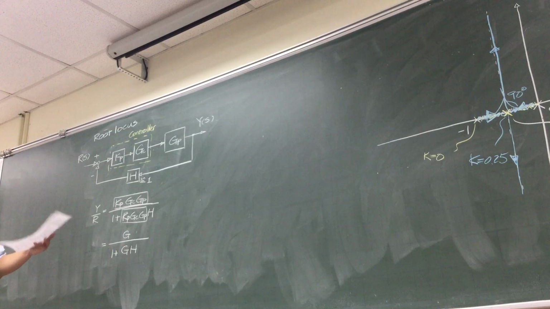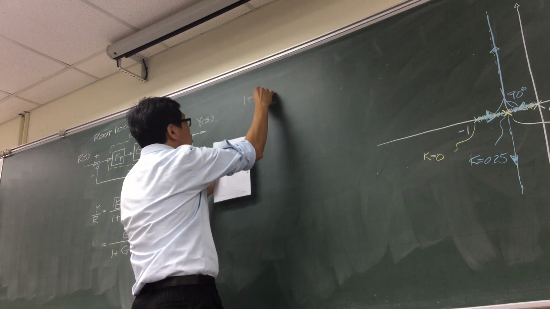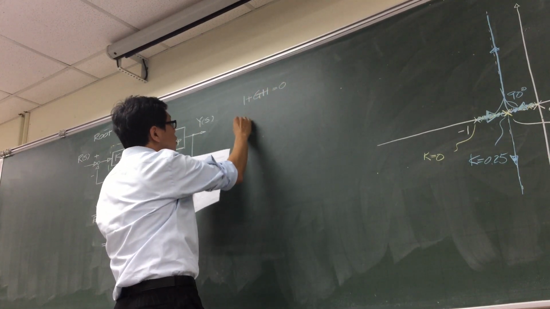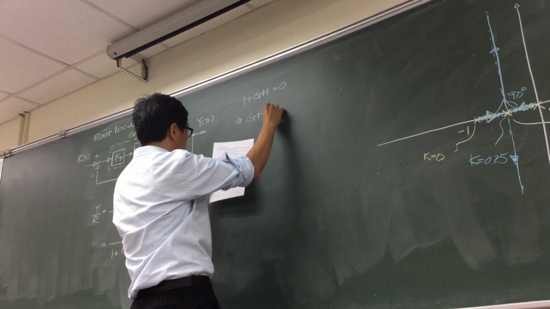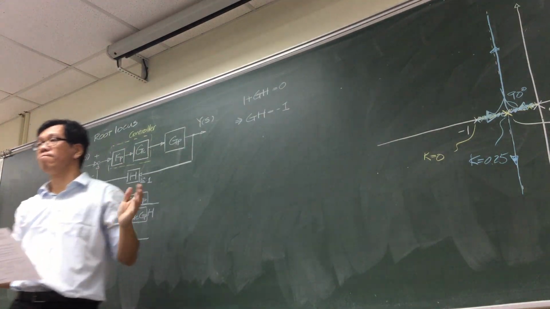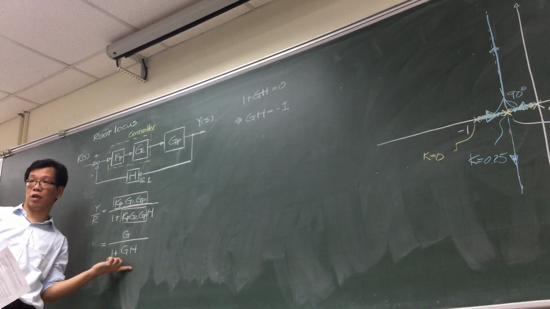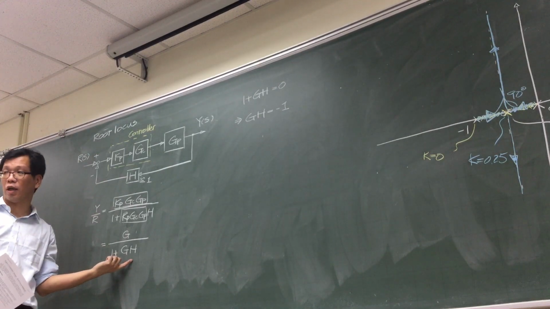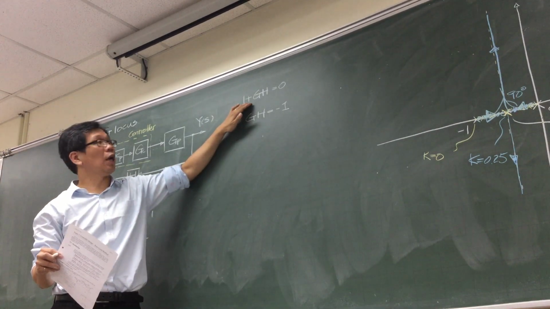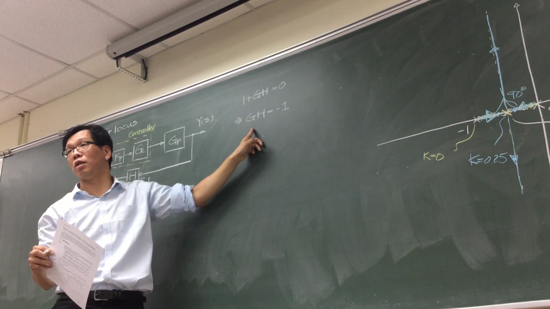So when we take care of this one, what I really have is 1 plus GH equals 0, or GH equals -1. Because we're talking about the characteristic equation over here. So when I try to identify the characteristic equation, this is going to be the equation we're going to use. And if you just put the 1 on the other side, this is going to be something we're going to look at.